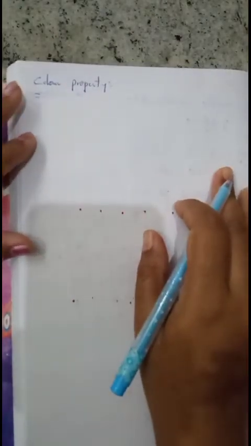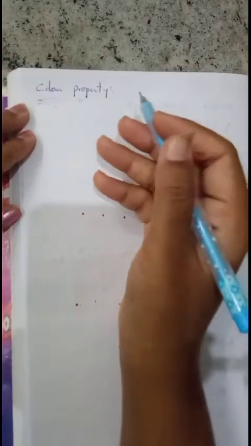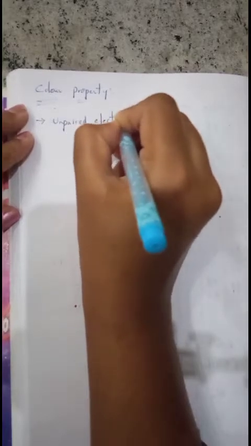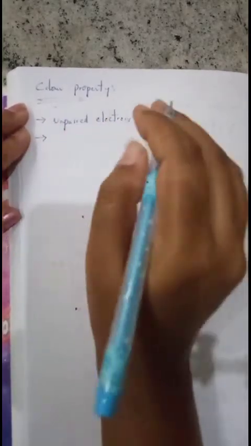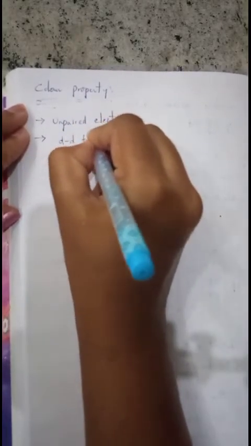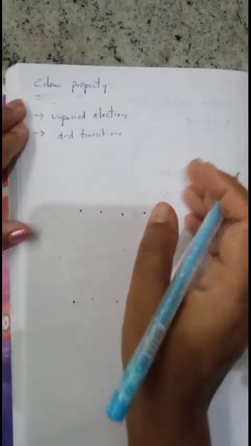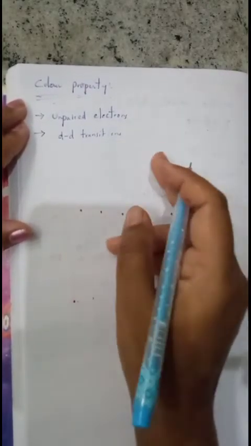The next important property of 3D series elements is the color property. These 3D series elements or D block elements are colored in nature, due to the presence of unpaired electrons. These unpaired electrons can participate in d-d transitions, that is excitation from a low energy level to a high energy level, where they absorb energy.